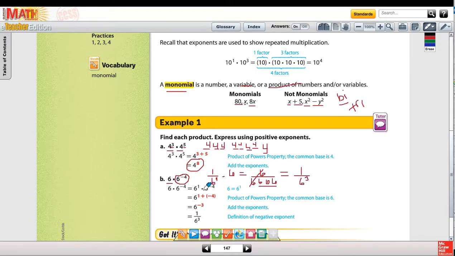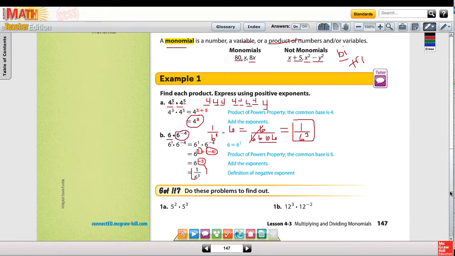Let's see how that looks in your notebook here. 6 to the first times 6 to the negative fourth is the same thing as 6 to the first plus a negative 4. 1 plus negative 4 is negative 3. And remember from last lesson that negative exponents move to the denominator and become positive. So the final answer is 1 over 6 to the positive 3. We also see that the way I worked it out the long way.